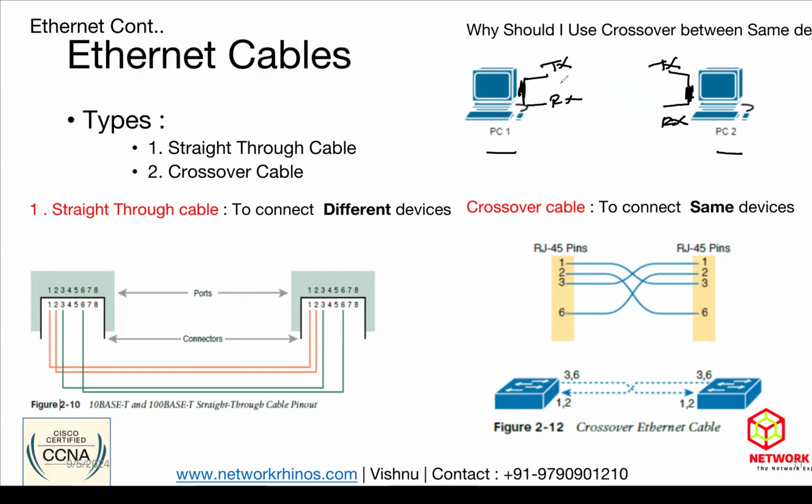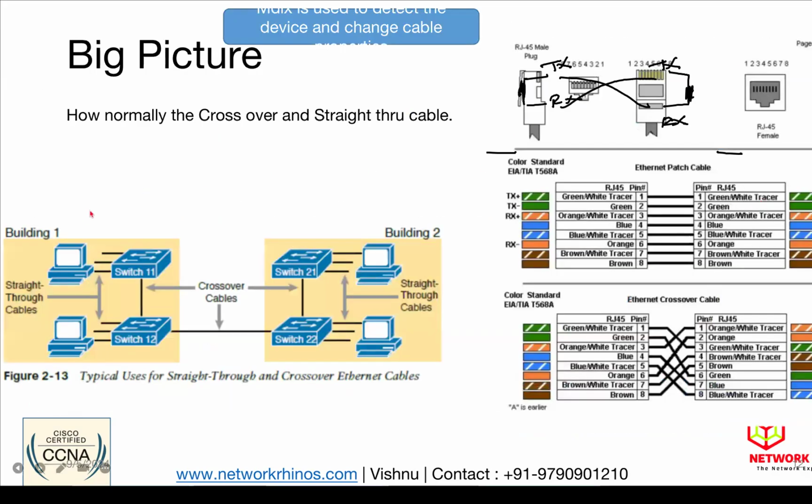If I am using a straight through cable, then TX will go where? TX to TX, and RX to RX. Is it good or bad? It's bad, because TX should go to RX. So if I use a straight through cable, that's a problem. So we use a crossover cable. Understood how they have to do. That's why for the same device we use a crossover cable.